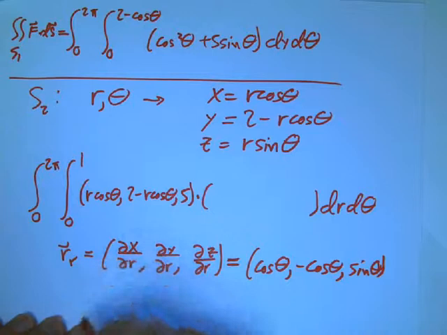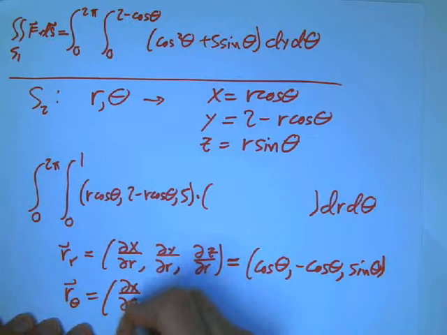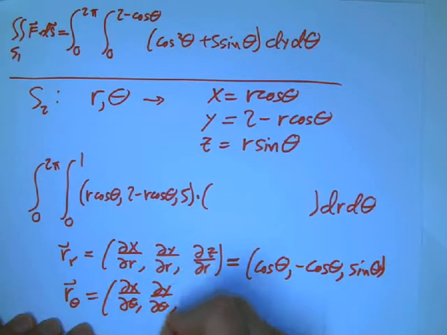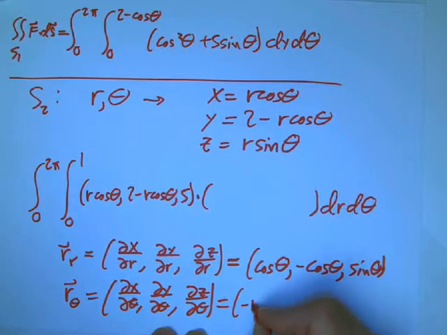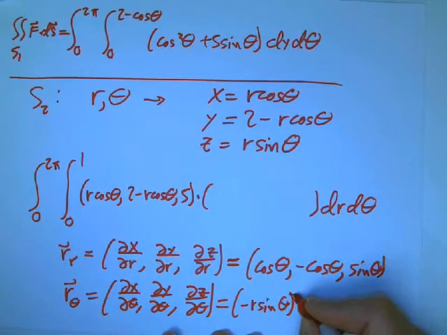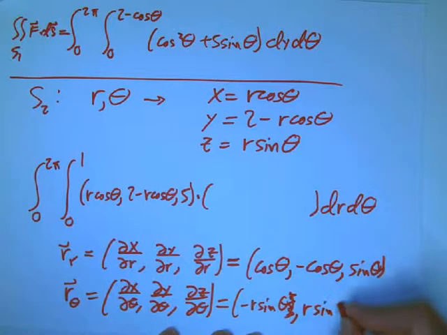r, theta: dx/d theta, dy/d theta, dz/d theta, and that's going to be minus r sine theta. Oops, no parenthesis. Plus r sine theta, r cos theta.